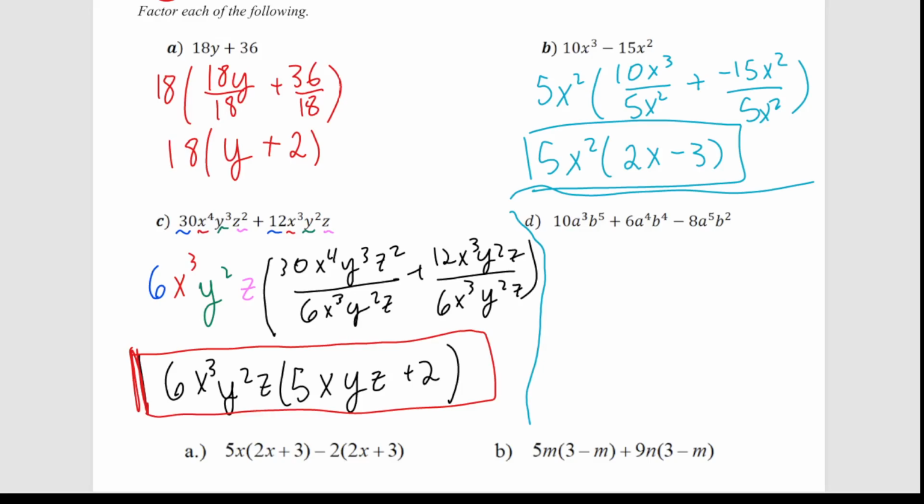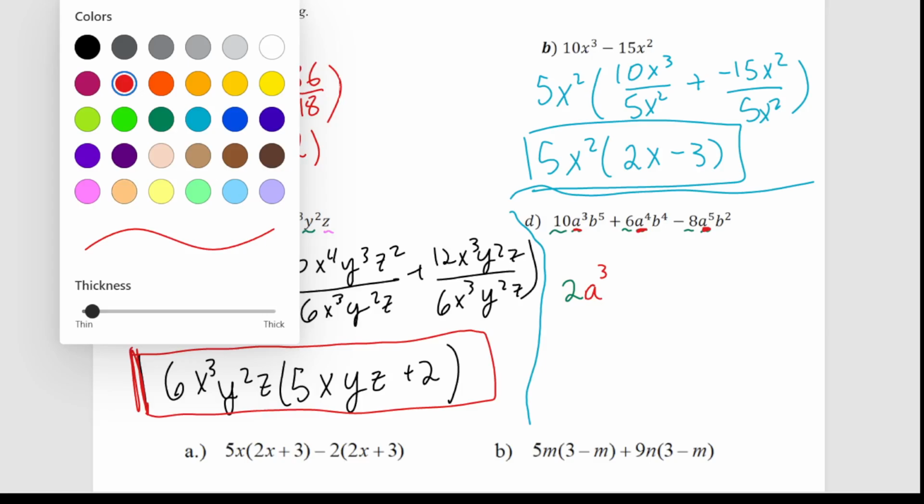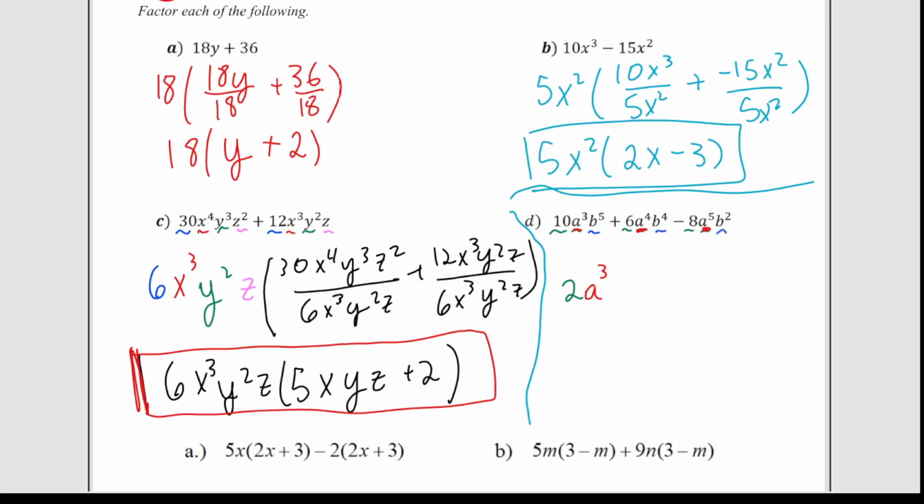For this next one, there's 3 terms, but the process is still the same. You're just looking at all 3 terms. So between 10, 6, and 8, their greatest common factor would be 2. Between a to the 3rd, a to the 4th, and a to the 5th, their greatest common factor would be a to the 3rd. And then for this last set, between b to the 5th, b to the 4th, and b squared, their greatest common factor would be b squared.